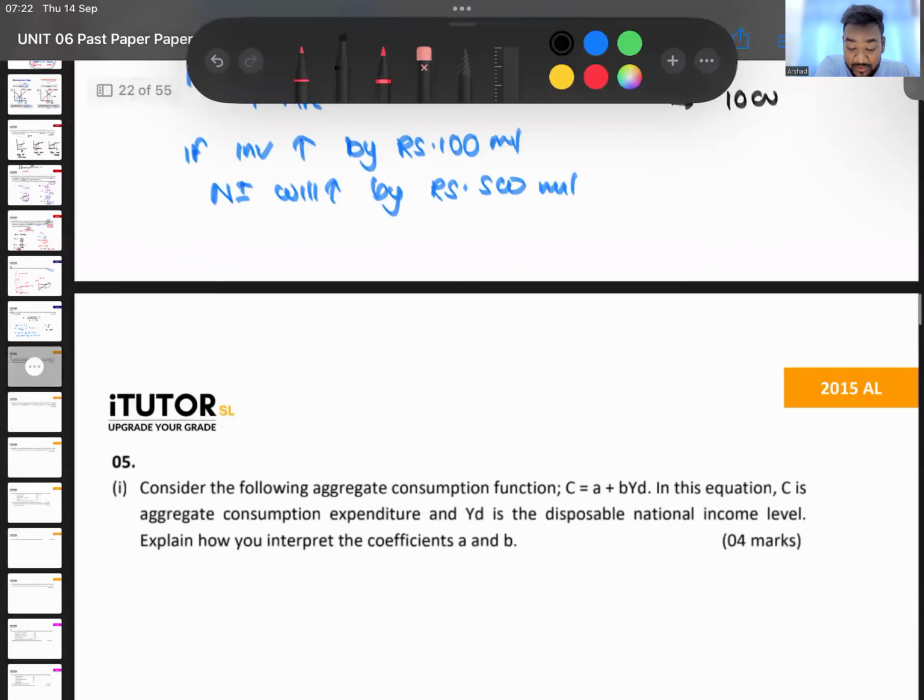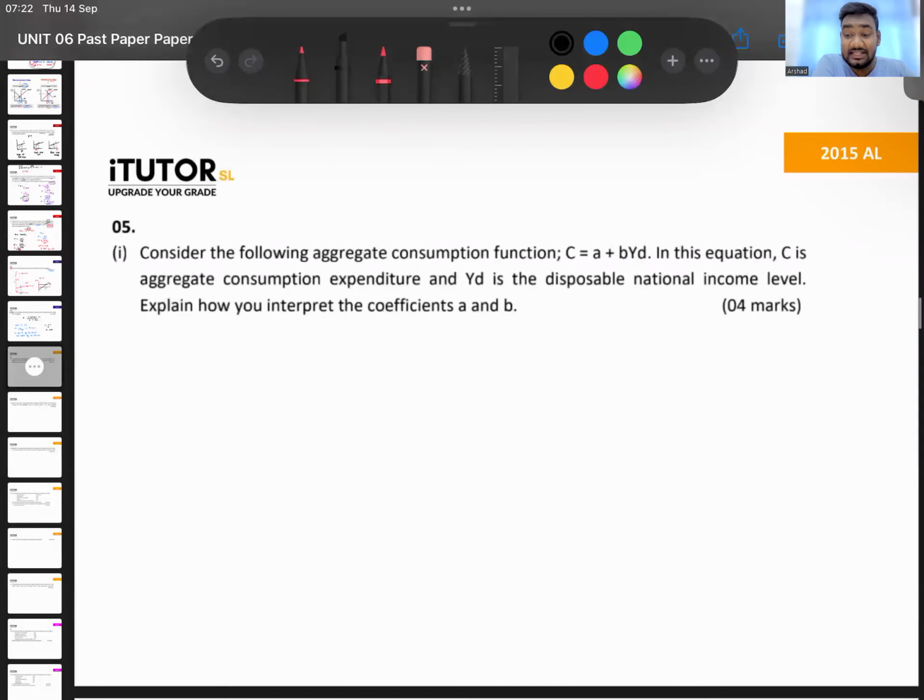Okay, we'll see. Question number 1 says, consider the following aggregate consumption function: C equals A plus B YD. In this equation, C is aggregate consumption expenditure, YD is disposable level of income. Explain how to interpret coefficients A and B. Very easy, right? So for 2 marks, you write what is A. What is A, guys? You can say the component A refers to autonomous expenditure.